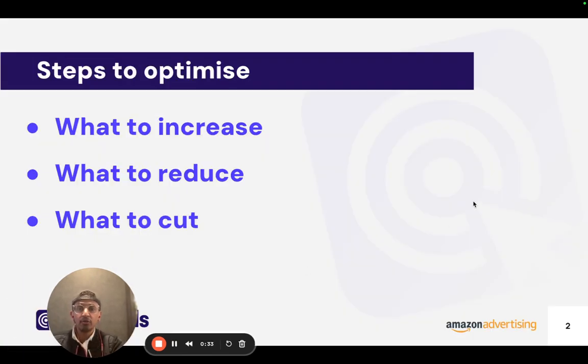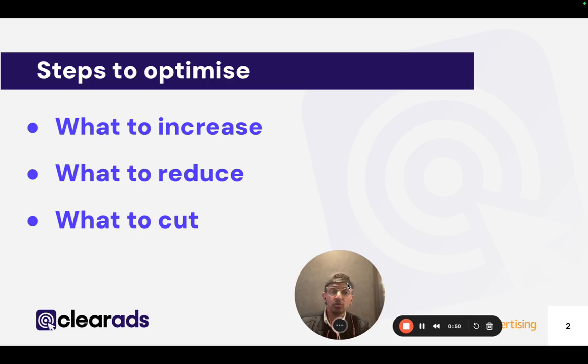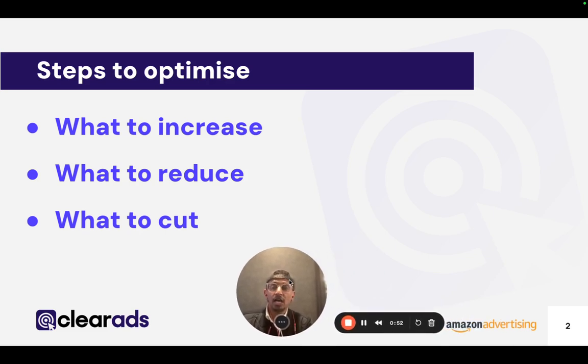So, three questions that you should be asking yourself. The first question is, what can I increase? What is working well within my campaigns? And what should I therefore pull the lever on to ensure that I get more out of these campaigns or these types of ads that are improving my product sales and reach.